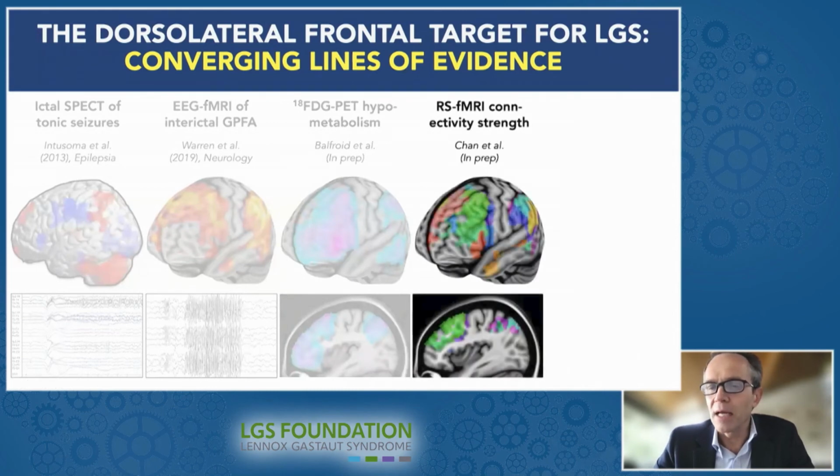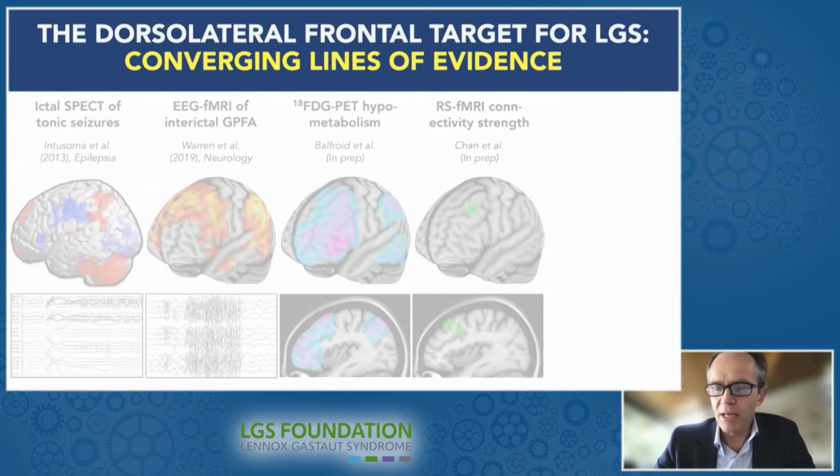And here's another body of work which we're in the process of publishing, looking at which brain areas show maximally abnormal fMRI connectivity. In other words, which brain networks are maximally abnormal in LGS. We're starting to see a recurring theme.